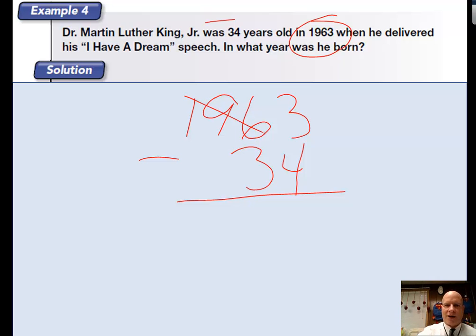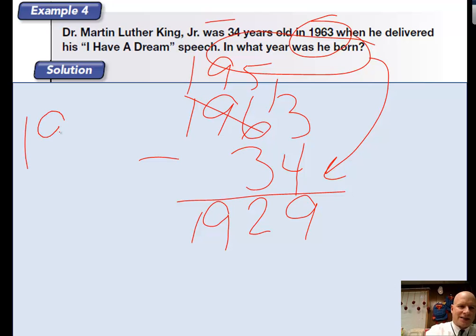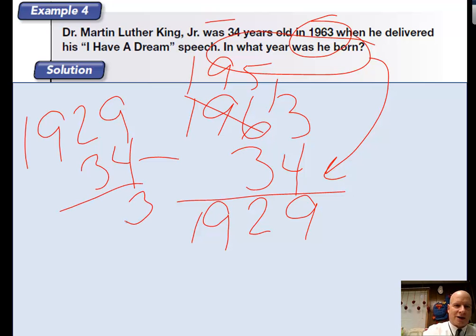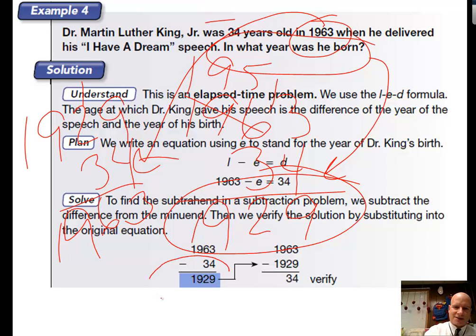So I'm going to take my 196, make it 195, make that a 13, make that a 9. 5 minus 3 is 2. So I get 1929. So my guess here is that Mr. King was born in 1929. I can verify that by taking 1929 and adding to it the 34 years. 13, carry my 1, 5, 6, carry nothing. So 1963. Is that what I started out with? Yep. So I know that 1929 should be my correct answer. Let's see if it is. Sure enough, there it is, 1929.